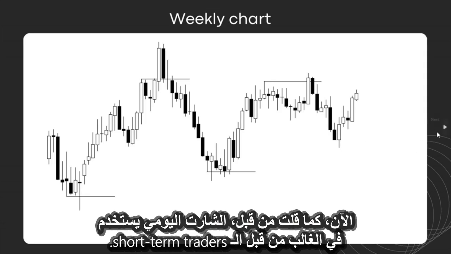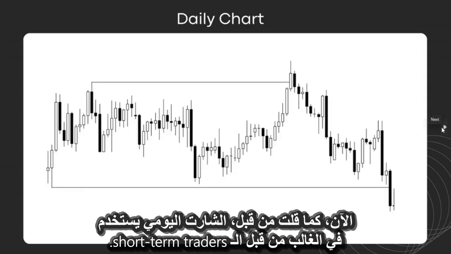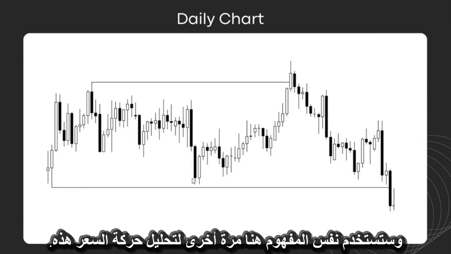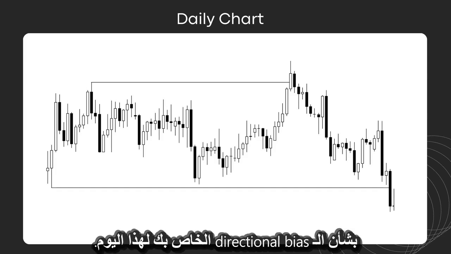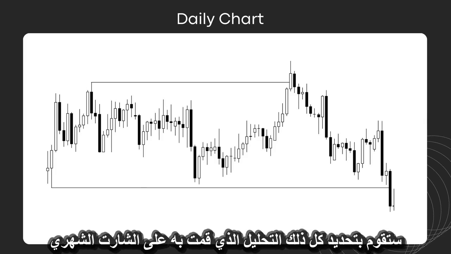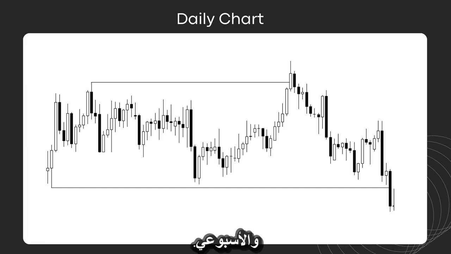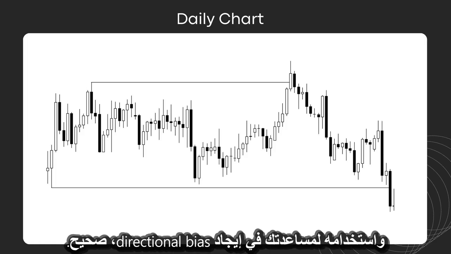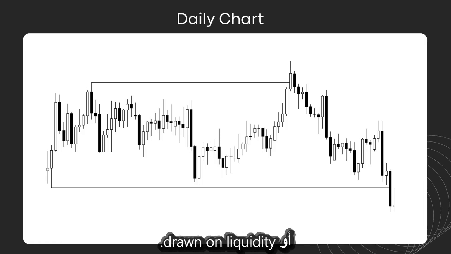Now, as I said before, the daily chart is mostly used by short-term traders and intraday traders, right? And you're going to use the same concept here again to analyze this price action and reach a conclusion regarding your directional bias for the day. You're going to refine all that analysis that you've done on the monthly and the weekly chart down to the daily chart, and use it to assist you in finding a directional bias, or a draw on liquidity.